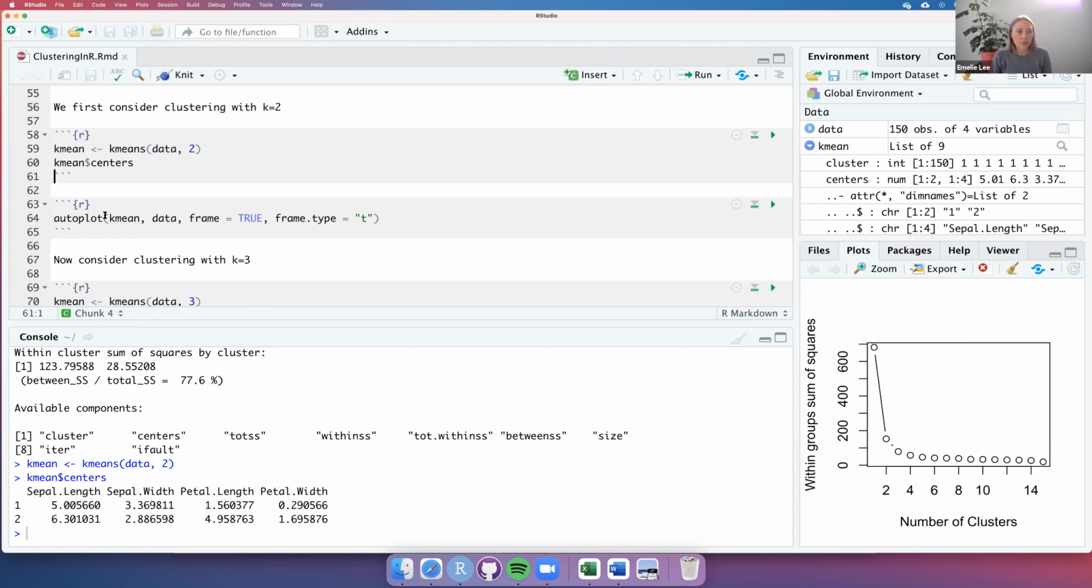So there's an autoplot which requires the name of the KMeans command. So wherever you've stored that KMeans command, you can autoplot it. Okay. It also has to know what the original data was. Frame equals true, I think, is what kind of frames in the cluster. And then frame type equals T. I can't remember what the T stands for, but there's a couple of different options, but it's probably a solid line or something. So let's see here.